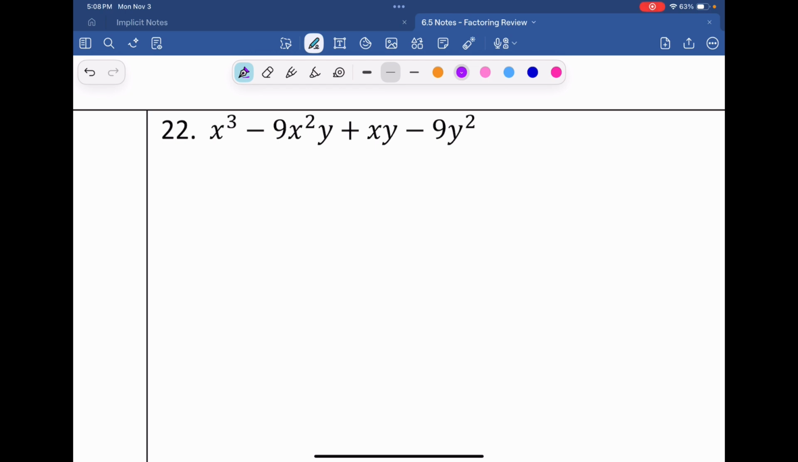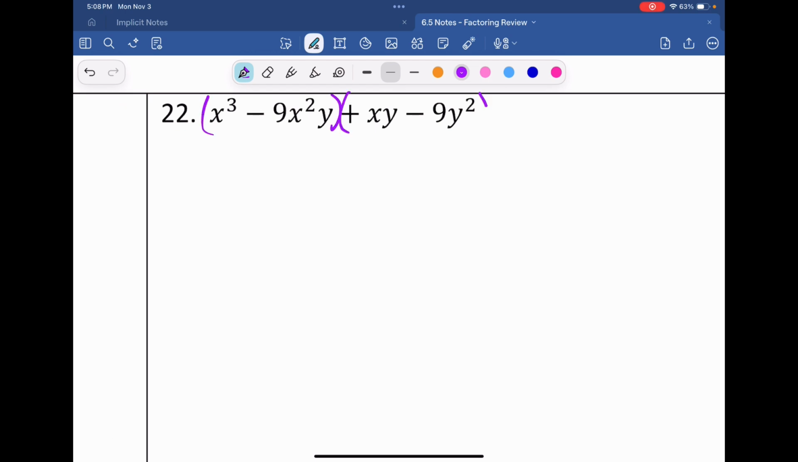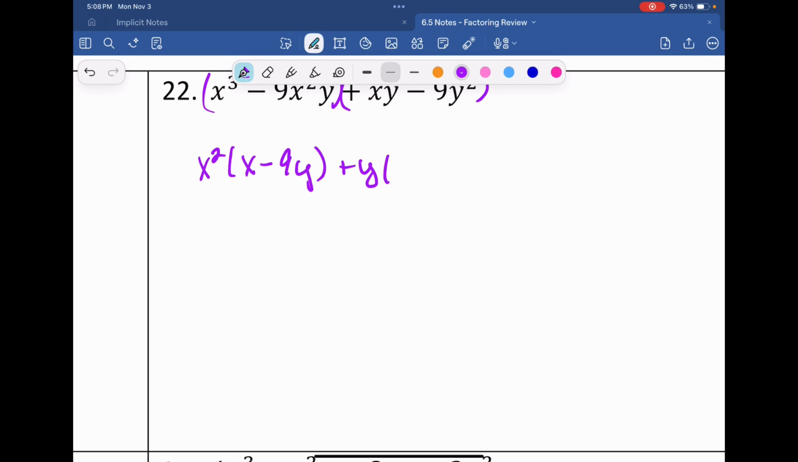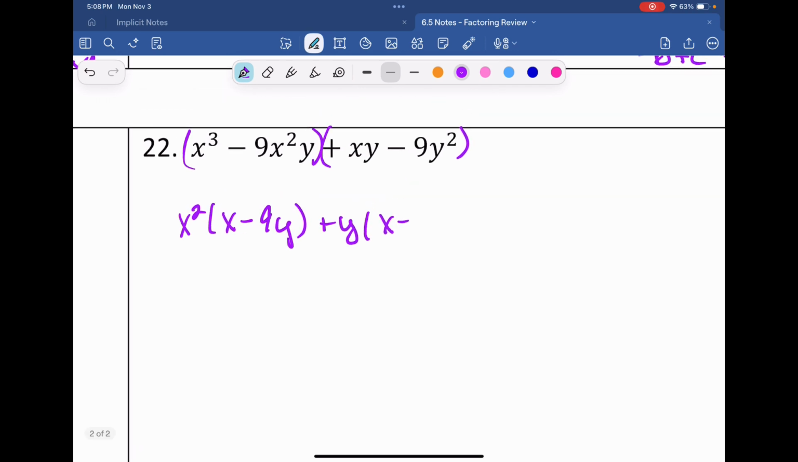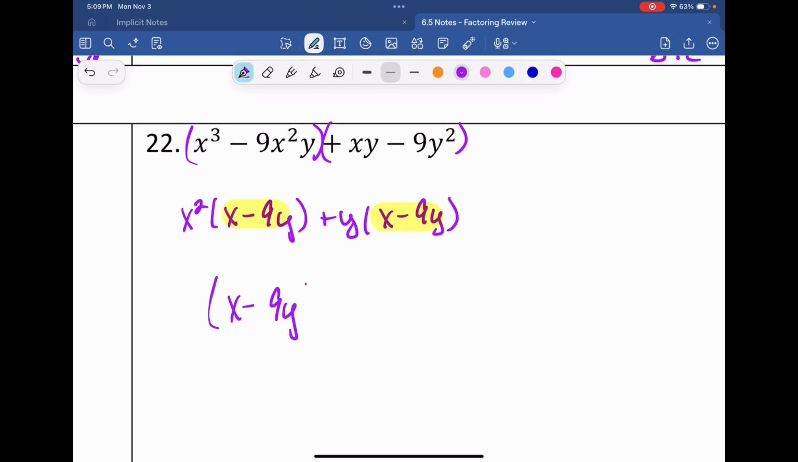First 2 terms have a GCF, so I'm going to go ahead and group. GCF for the first group, x squared. GCF for the second group, y. Common binomial. Whatever is left.